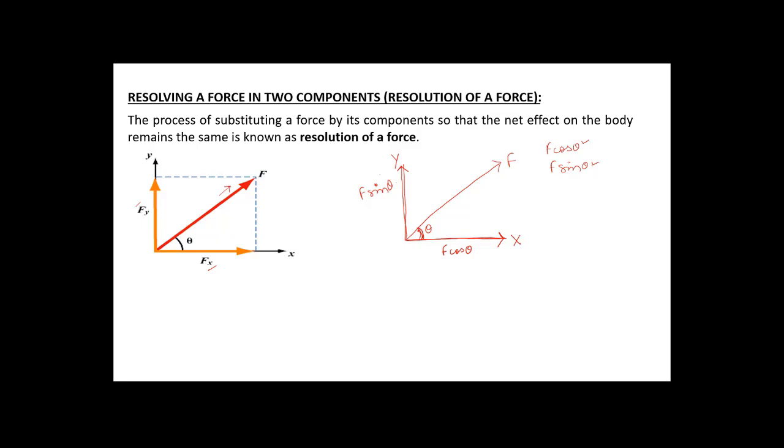If instead of choosing this angle, let us suppose this is the force F and this is the angle theta, and now we have to resolve this force into two components, then this component will be F cos theta and this component will be F sin theta. So the cos component and the sine component of the force depend upon the angle which we are taking into account.